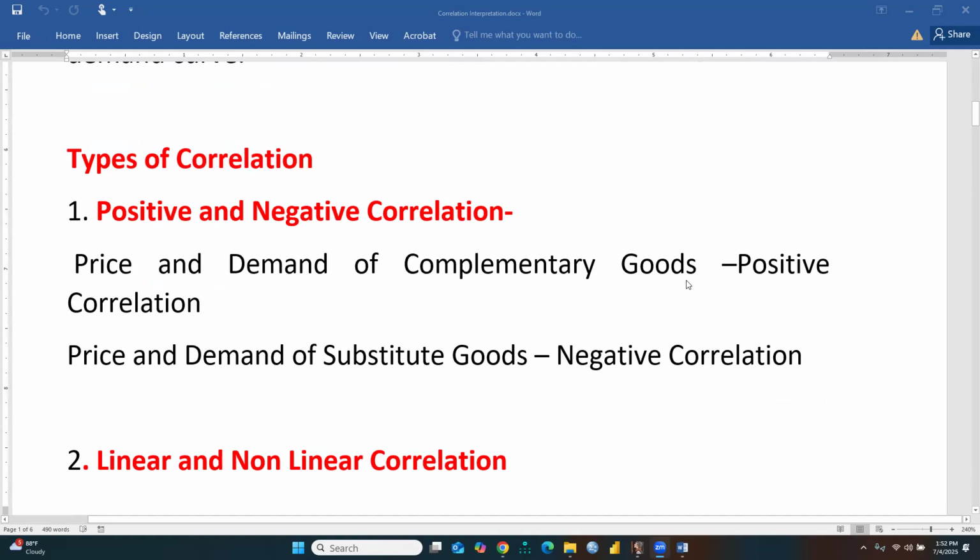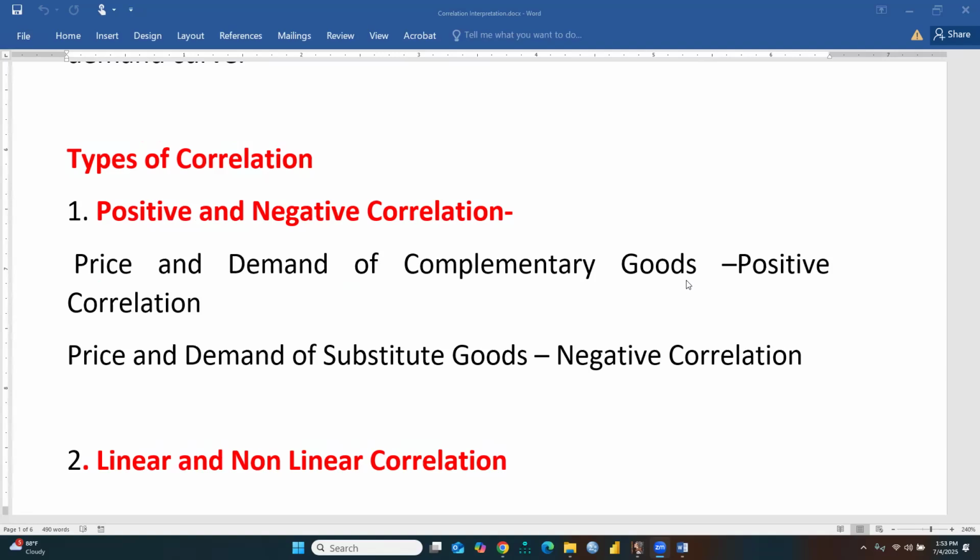But here is the most important thing, types of correlation. The first type is positive and negative correlation. Positive correlation means when we are talking about price and demand of complementary goods, that is known as positive correlation. Complementary goods mean bread and butter, ink and pen. When one product, let's say car and petrol or car and diesel, right? If one commodity's demand will increase, so another complementary good, because a car cannot run without fuel, so another commodity's demand will also increase. So this is known as positive correlation.